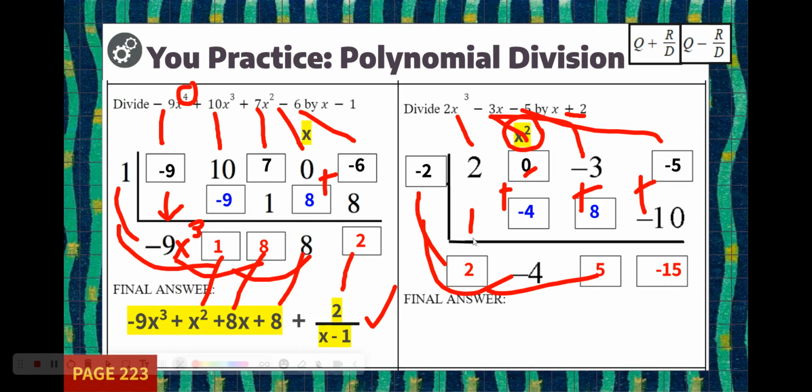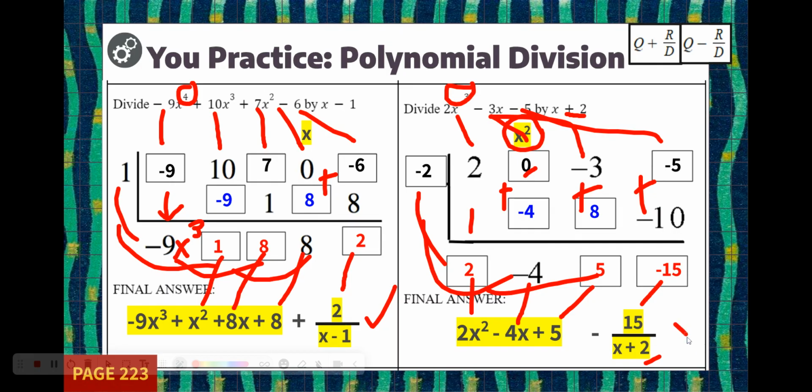Final answer, downgrade 3, subtract 1. So that would be 2x squared minus 4x plus 5. And then your remainder is negative 15. And then your divisor is x plus 2. Question?